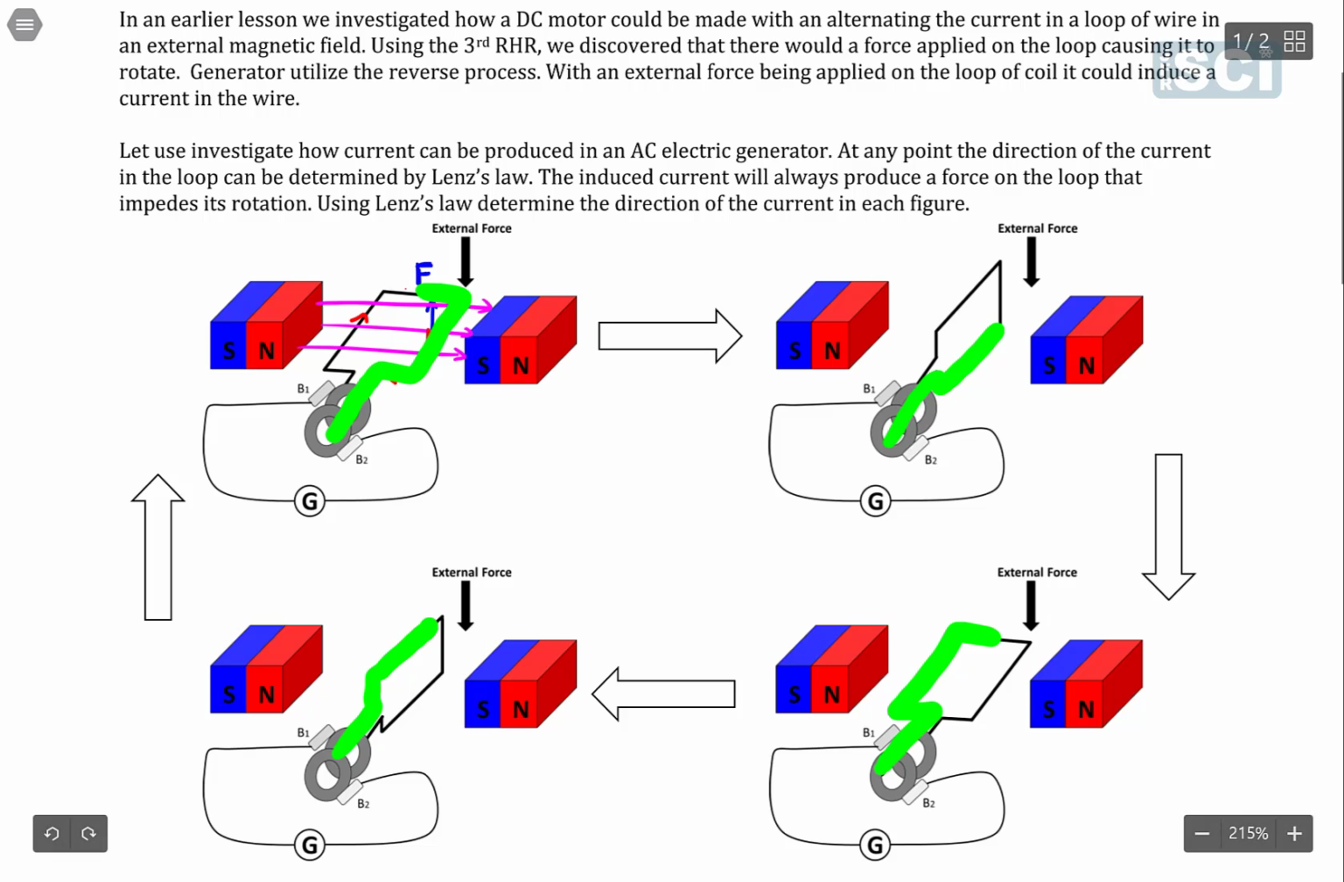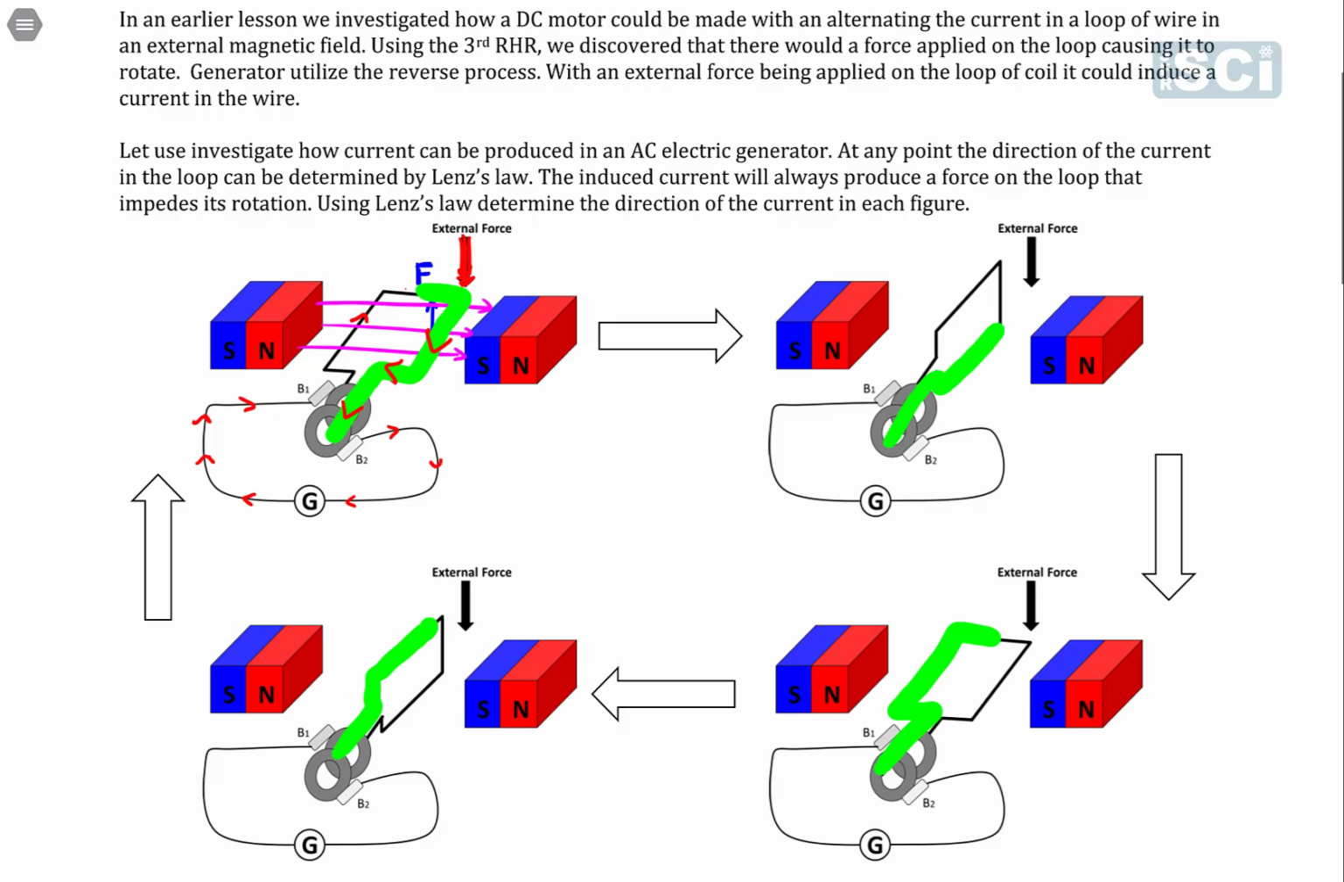Okay, so this will just make it easier visually to see what's going on. So we've indicated that the current has to be running in this direction, and it's going to come out of brush 2 and it's going to flow along my wire in this direction. And that's all because I'm applying this external force onto my wire.